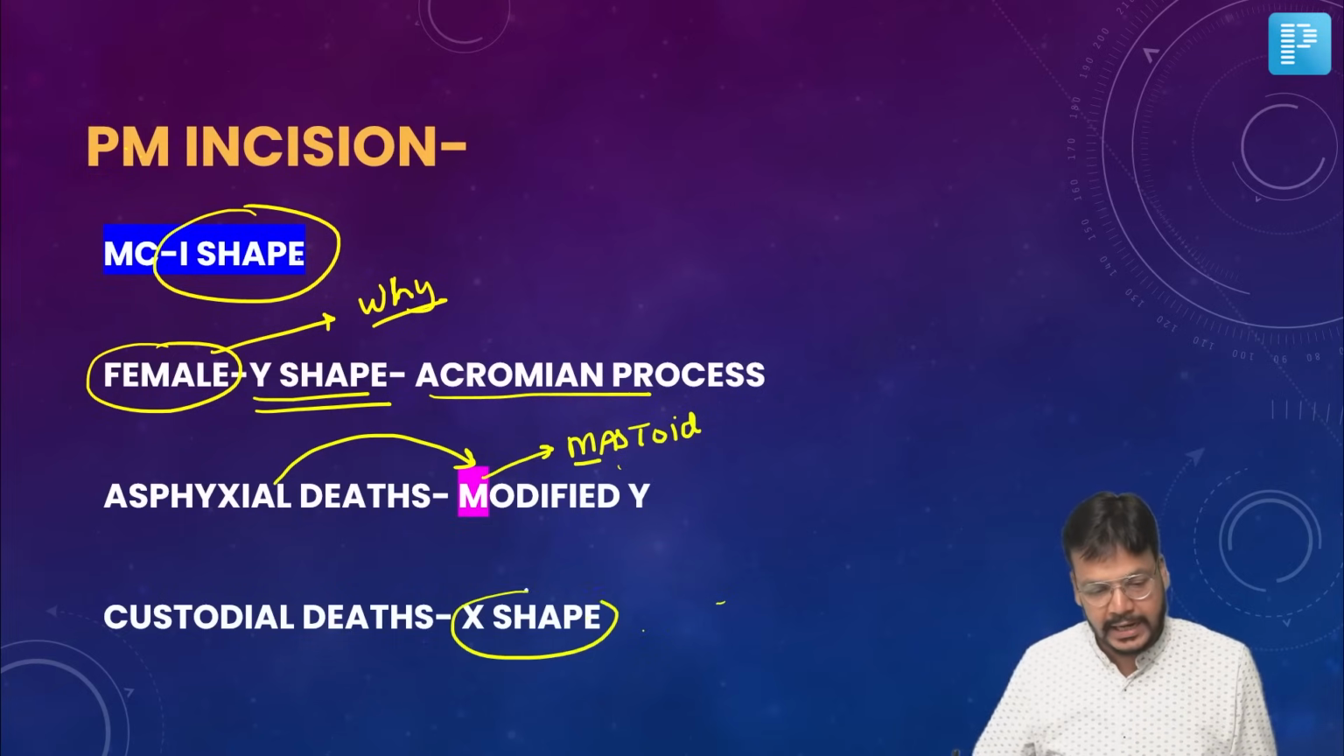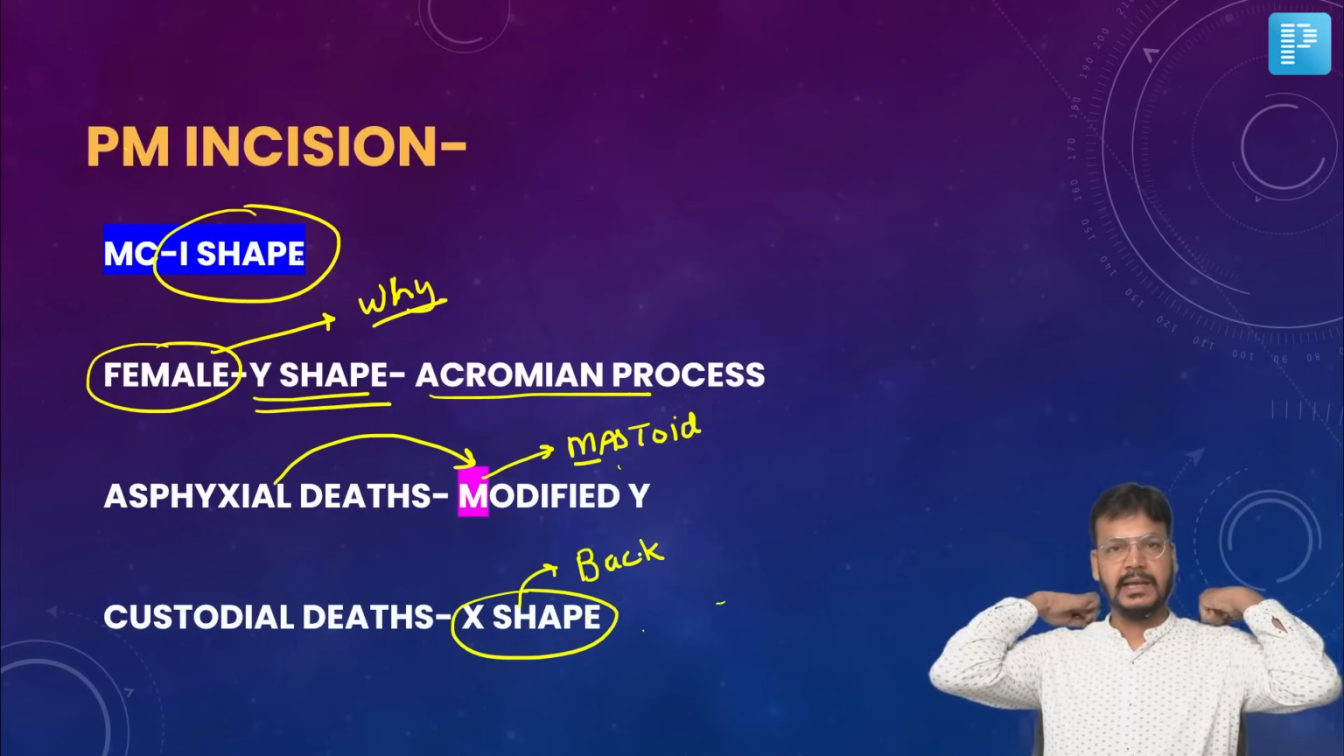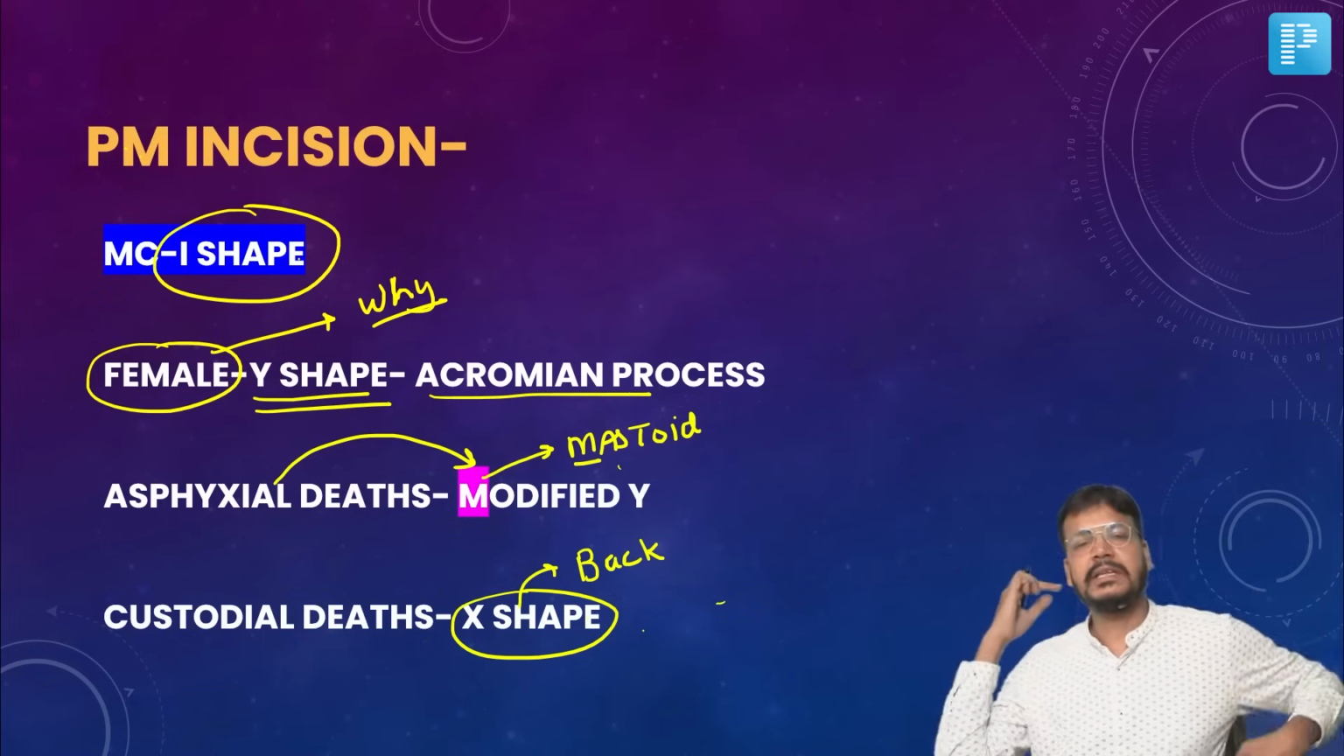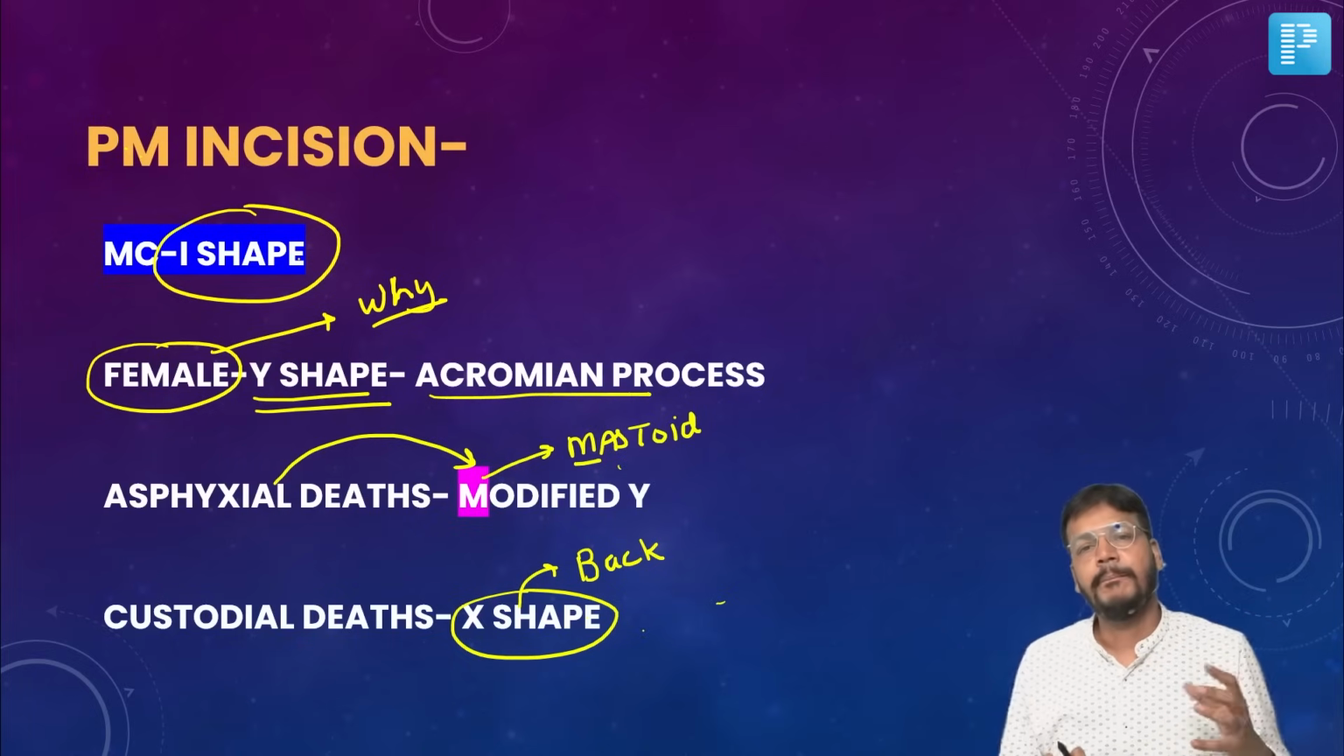In custodial death, we use the X shape. Just remember, my dear friend, this X is made over the back. We will see the injuries over the back by making the X.